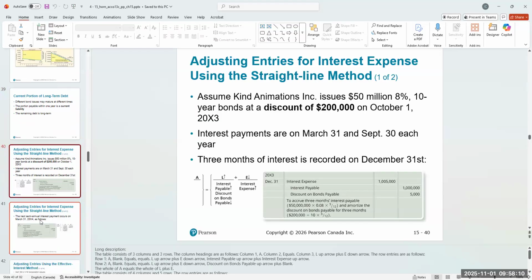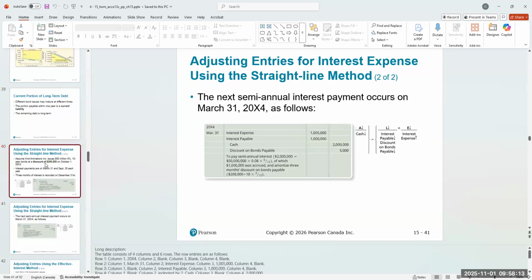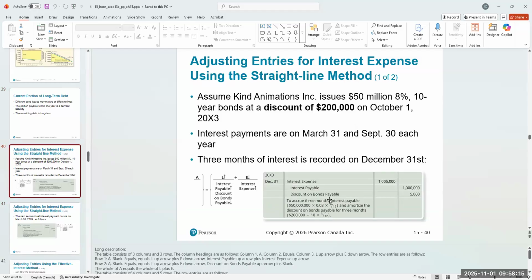So the straight line method, again, I'm not going to spend time on the straight line method, but just to give you an idea, if we have a reporting date between the interest payment dates, then we have to show the interest expense. We have to show the interest payable, and depending on how we issued the bonds, at a discount or a premium, we have to amortize either on the credit side if it's a discount, or on the debit side if it's a premium, that portion. Now that's the difference between the interest expense and interest payable.